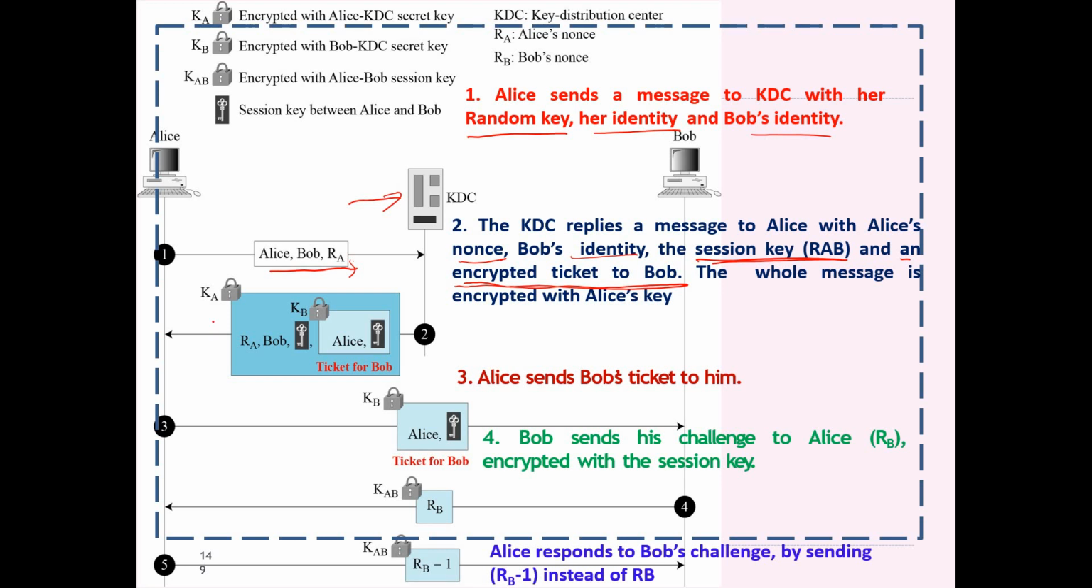Alright, so you can see here at 2 the direction of the action. This is the first direction, then it goes like this. Then the third one again goes like this. The third step is Alice sends Bob the ticket. Alice sends the ticket to Bob.